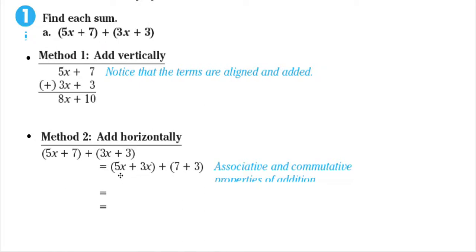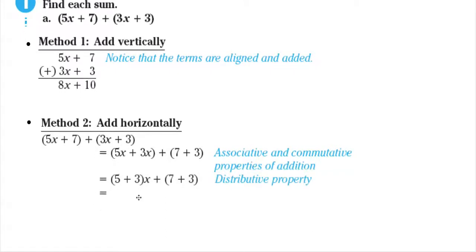And what do you notice about 5x and 3x? We can use the distributive property so that it becomes 5 plus 3 multiplied by x plus 7 plus 3. We simplify further. 5 plus 3 is 8, and 7 plus 3 is 10. Same answer. So those are two methods that you can try to solve those polynomials, vertically and horizontally.